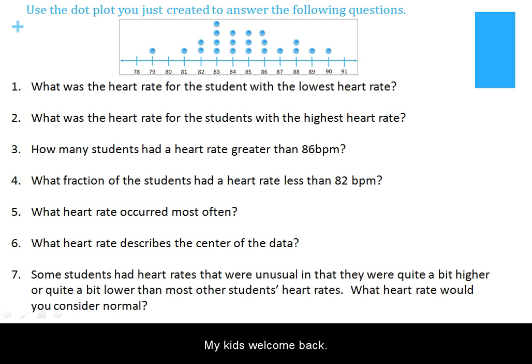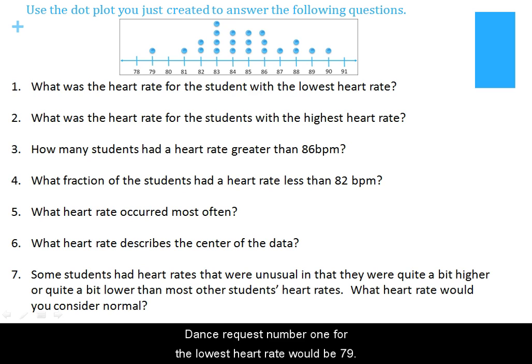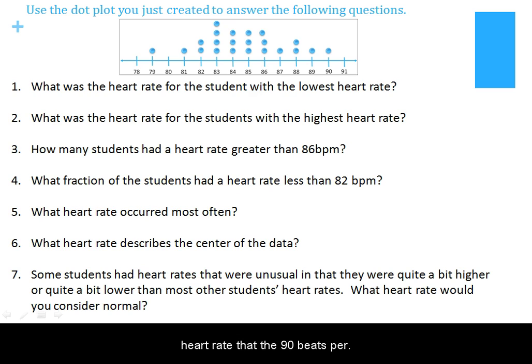Hi kids, welcome back. The answer for question number 1 for the lowest heart rate would be 79. Question 2. What was the heart rate for the students with the highest heart rate? That'd be 90 beats per minute. Question 3. How many students had a heart rate greater than 86 beats per minute?